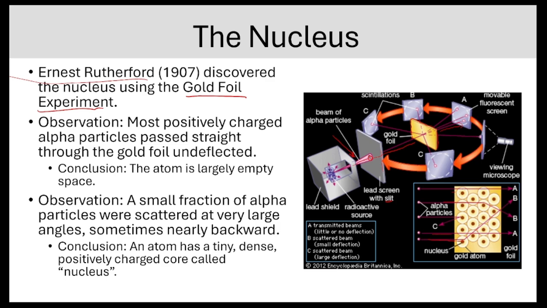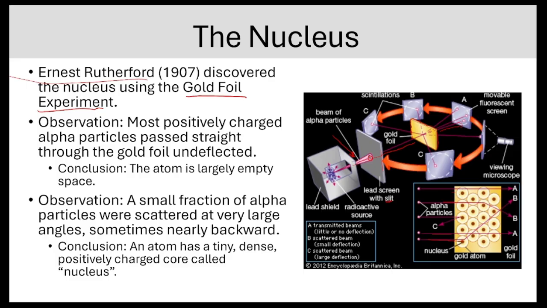If it was not empty, and if it was the same as J.J. Thomson proposed, then most of the alpha particles would have had a small deflection. Rather, he saw most of them passed and there were no deflections. So he concluded that the atom is mostly empty space. And the pudding from J.J. Thomson's model, the pudding of a positive charge, could not have been a uniform sphere.